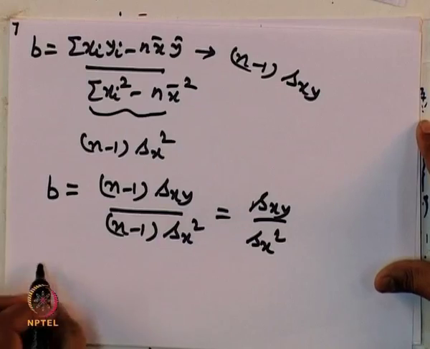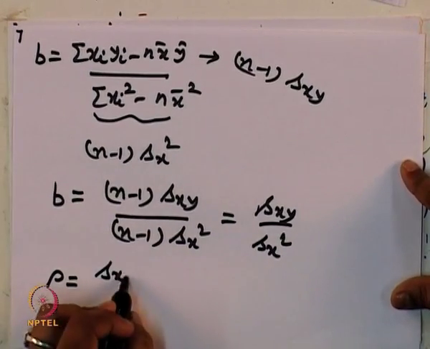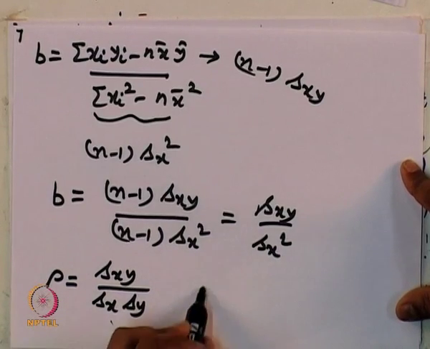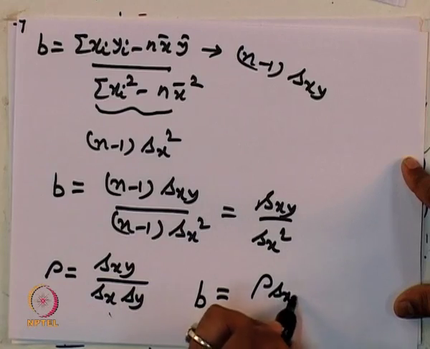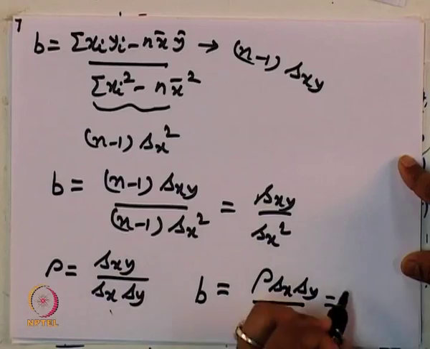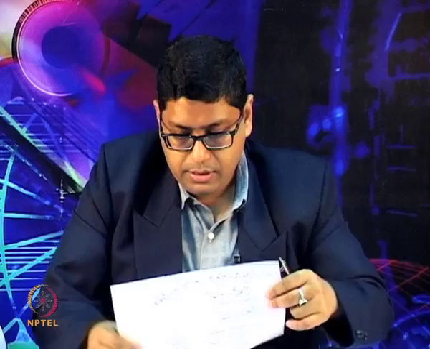Okay. Now, I know that my correlation coefficient is defined by S x y divided by S x times S y. So, my B can be determined to be rho. So, S x y I can write rho S x S y by S x square. So, then B is nothing but rho into S y by S x. Okay.